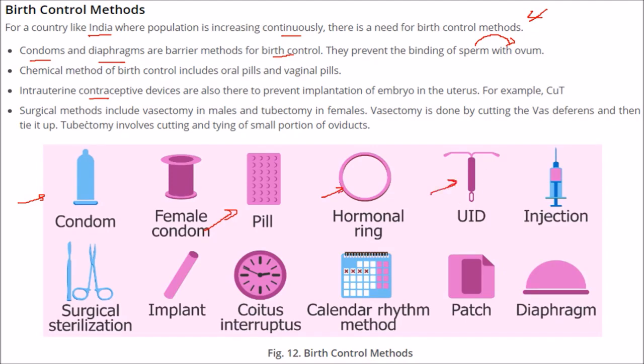And surgical methods are also there, like the vasectomy in males and tubectomy in females. So vasectomy is done by cutting the vas deferens from where the sperm comes, and then you can see that it can be tied up. Tubectomy involves cutting and tying a small portion of the oviducts so that the ova shouldn't come.